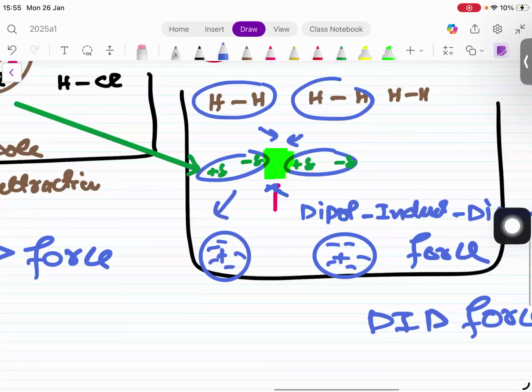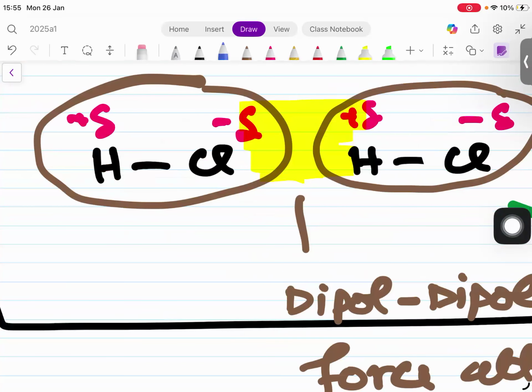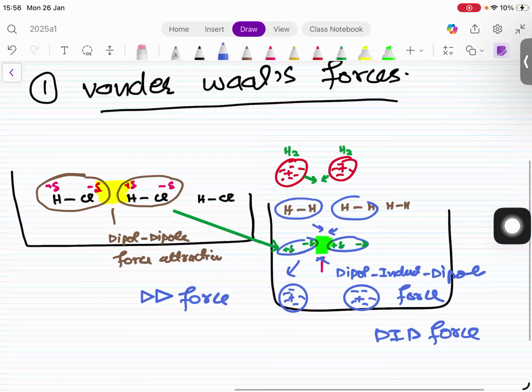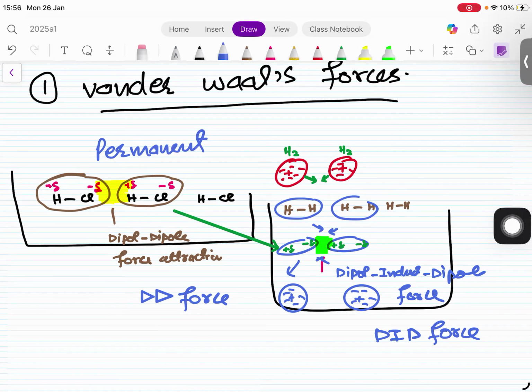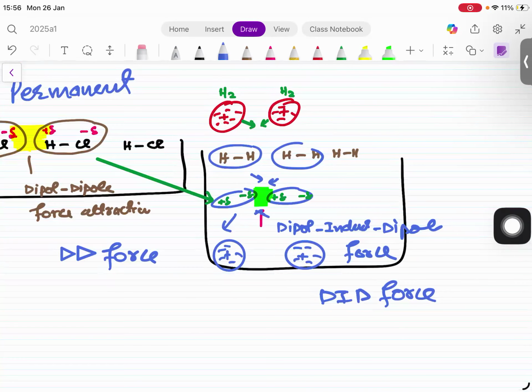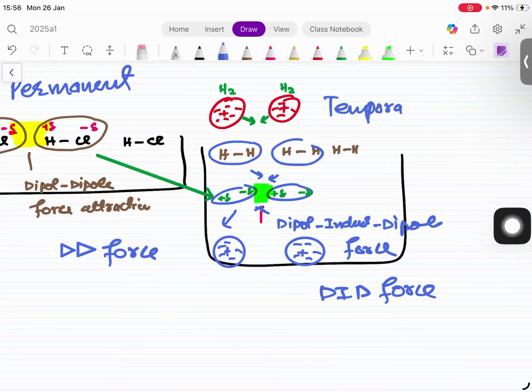If you just see what is happening in this case, the partial positive end of one molecule is attracting the partial negative end of the other molecule. What is happening in this case? The partial negative end of one molecule is attracting the partial positive end of the other molecule. There is no difference. The only difference is that these dipoles are permanent. They were already there. But these dipoles are not permanent. They are just induced. Induced means created. They are induced when these two molecules are close enough, and as soon as they get away, the dipoles are gone. So these are the temporary dipoles, induced dipoles, right?